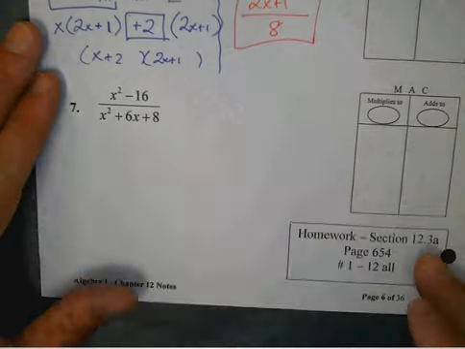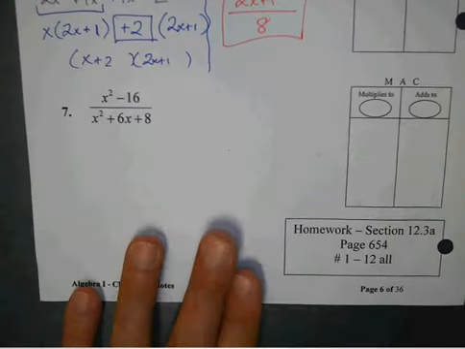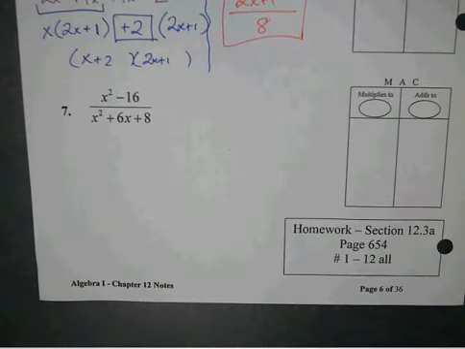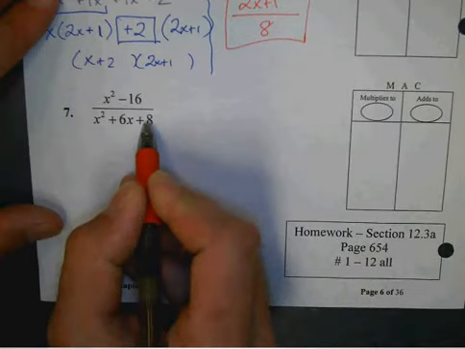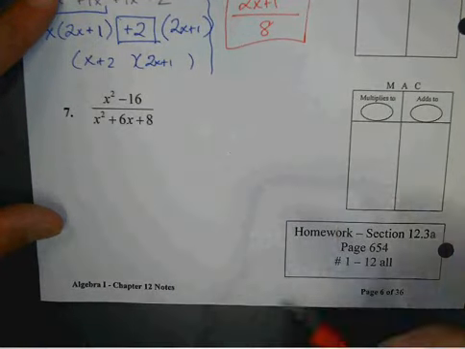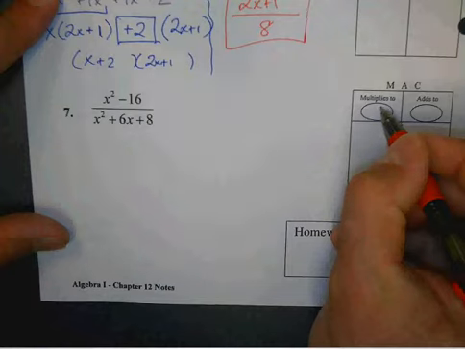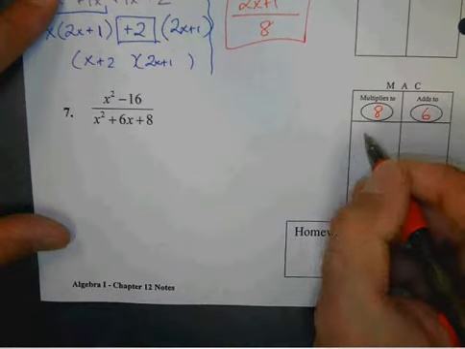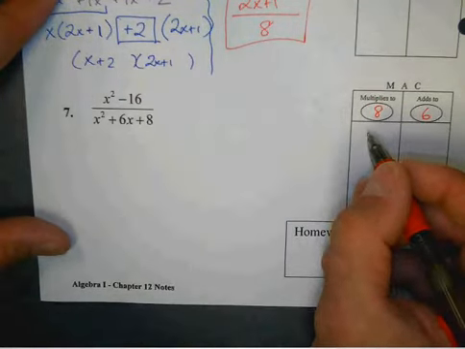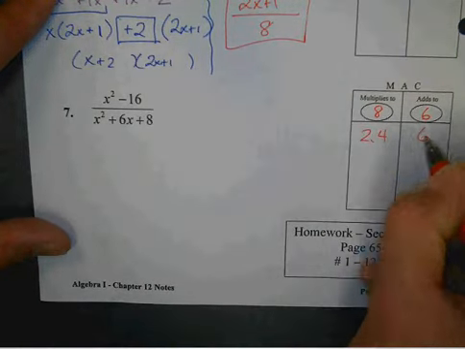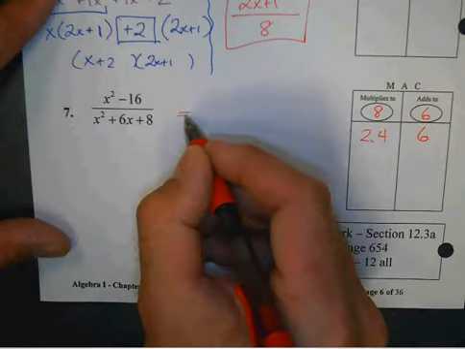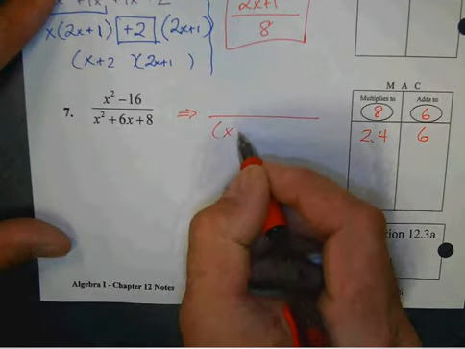In your opinion, which is the easier one, the top or the bottom? Bottom. Okay, so let's start with the bottom. 3 terms. What method am I going to use? Multiplies to what? 8. Adds to? 6. What are the numbers that multiply to 8 and add to 6? 2 and 4. Okay, so what are my factors? X plus 2, x plus 4.